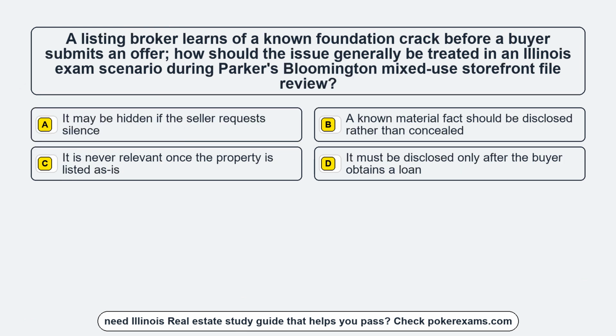Question 18. A listing broker learns of a known foundation crack before a buyer submits an offer. How should the issue generally be treated in an Illinois exam scenario during Parker's Bloomington mixed-use storefront file review? Option A. It may be hidden if the seller requests silence. Option B. A known material fact should be disclosed rather than concealed. Option C. It is never relevant once the property is listed as is. Option D. It must be disclosed only after the buyer obtains a loan.